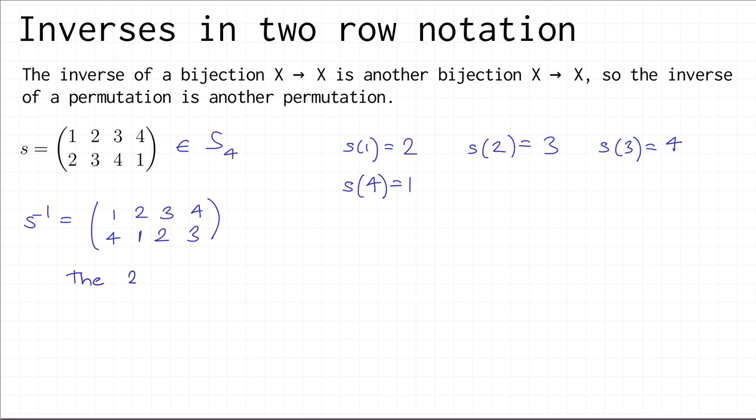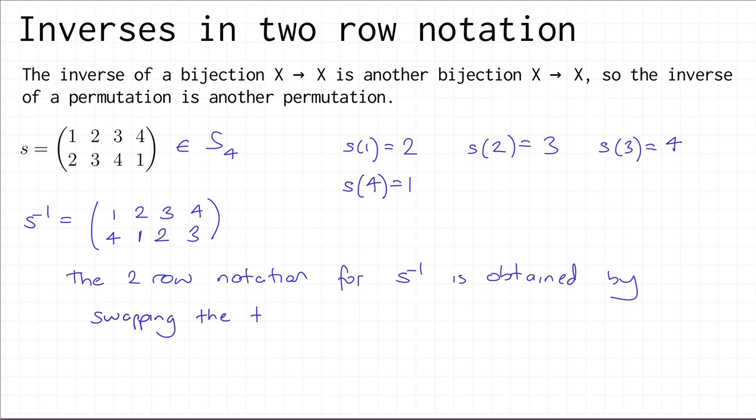The two-row notation for the inverse of a permutation is obtained by swapping the rows, and of course reordering the columns so that the top row goes 1, 2, 3, 4 in the correct order.